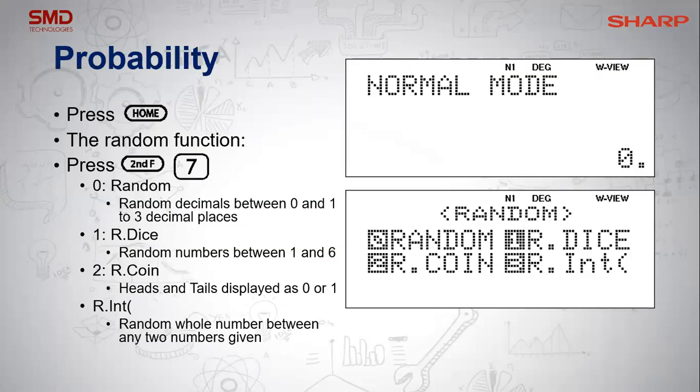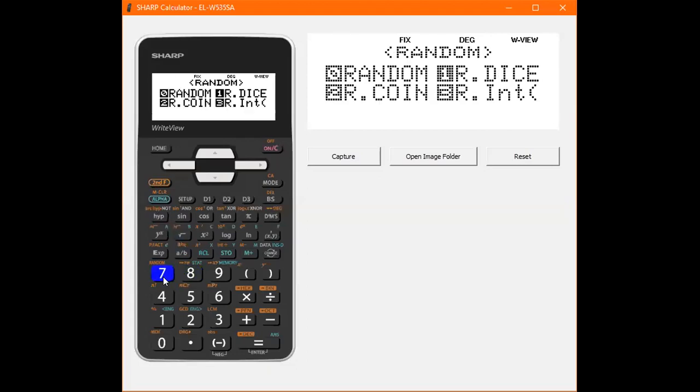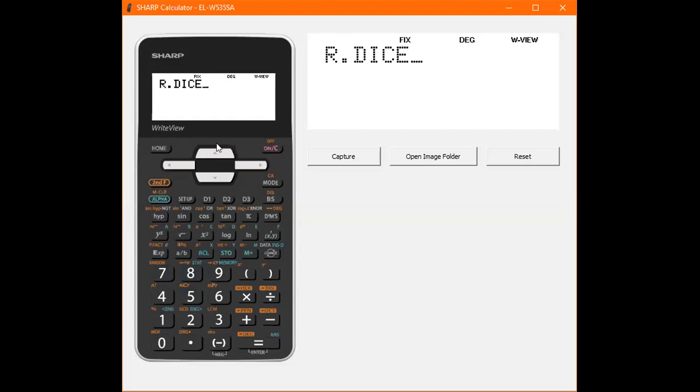All right, great. So probability, you do have a very nice function on the calculator. It's actually a random function. It has 4 different random options. So 0 for random is random decimals between 0 and 1 to 3 decimal places. Your dice is exactly like a dice. So it will roll numbers, I say in inverted commas, roll numbers between 1 and 6. You just press your equals button. You'll see all of those values.